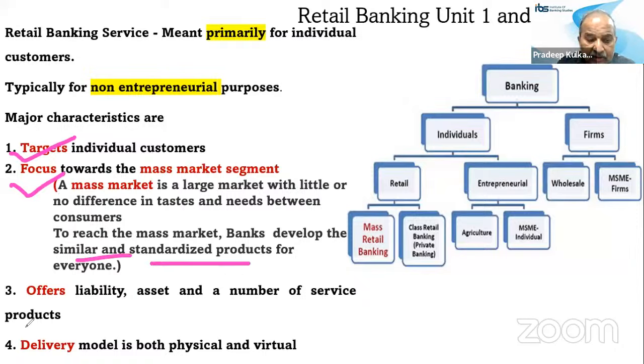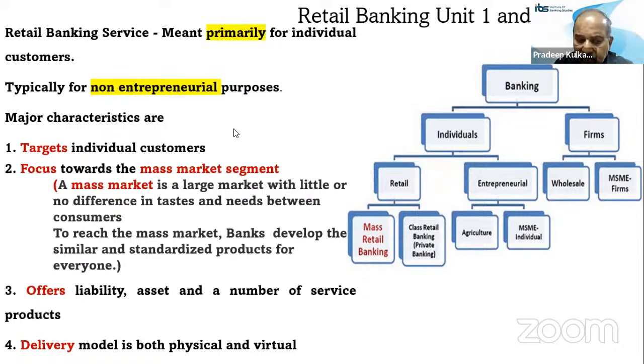And the third thing is it offers liability and asset as well as a number of service products. The delivery of the loans, deposits, and other services can happen either in a physical mode or in a virtual mode. That is, physically in the branch or otherwise through internet banking, mobile banking, SMS banking, or voice call banking, CRM-based banking. In multiple ways services can be offered. These are the key features I wish all of you to remember: target, focus, offer and delivery.